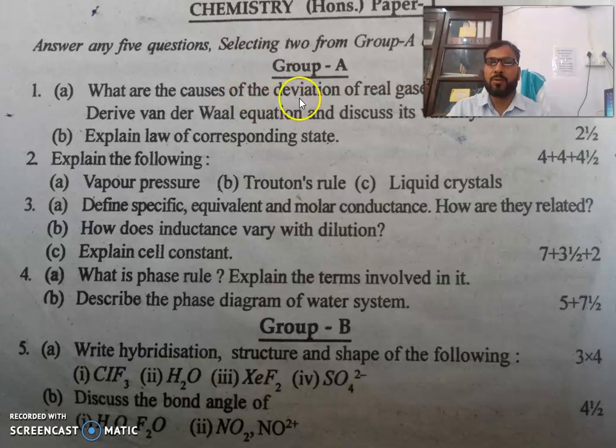So what are the causes of deviation of real gases from ideal behavior? Then derive van der Waals equation and discuss its validity. So if you discuss the validity, you will get 3 marks. If you derive the van der Waals equation, you will get 4 marks. If you write the causes of the deviation of real gases, you will get 3 marks.